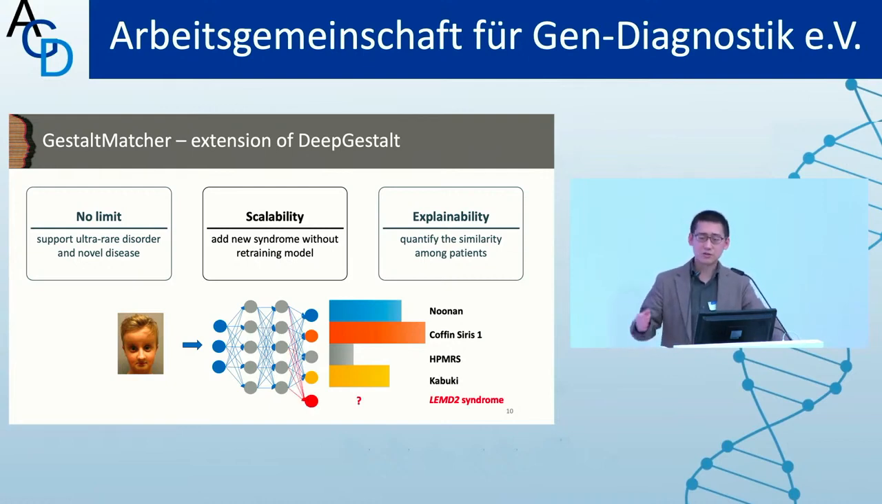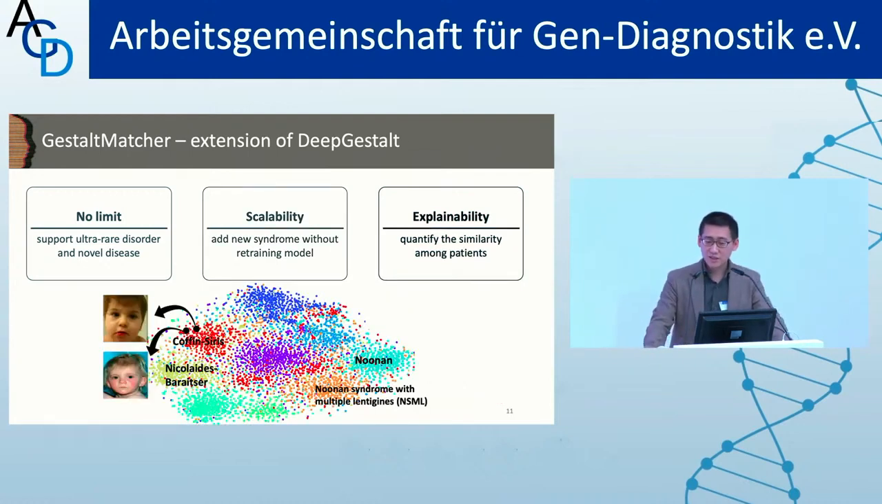Then I need to spend a few hours to retrain the model and reevaluate everything, then deploy the model on a website. And maybe next week, another doctor comes to me and says, could you help me add another syndrome? Then I need to redo it again and again. So in this Gestalt Matcher approach, we want to increase our scalability. We don't need to retrain our model to support a new ultra-rare disorder. We want to be more flexible.